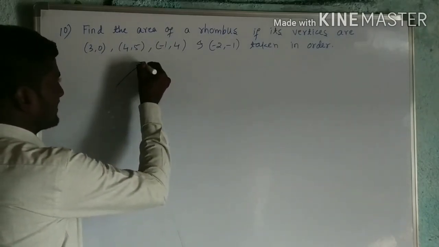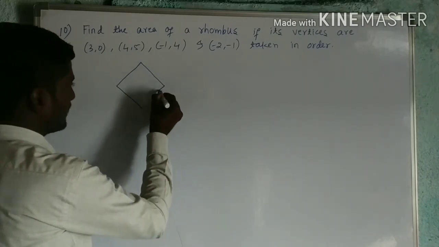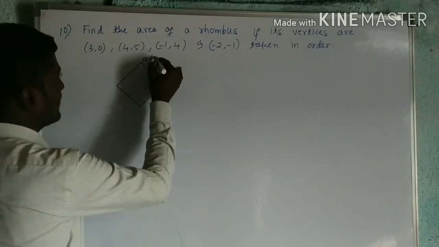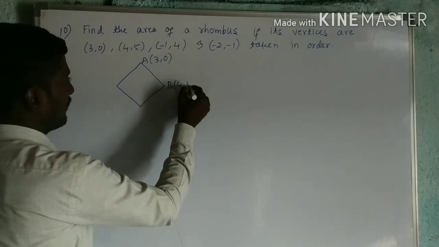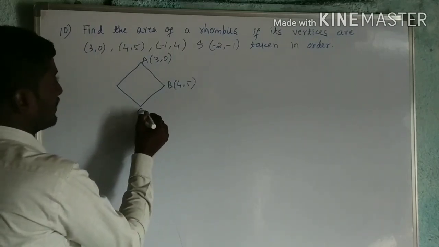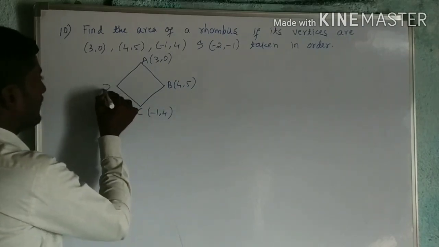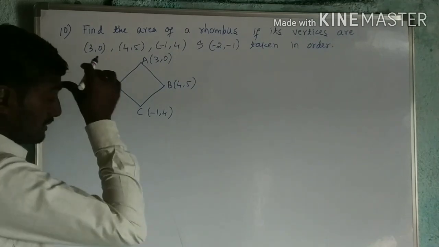So all sides of the rhombus are equal. Am I right? Let us take this as a rhombus: A (3, 0). In order I should take B (4, 5), C (-1, 4), D, that is (-2, -1).